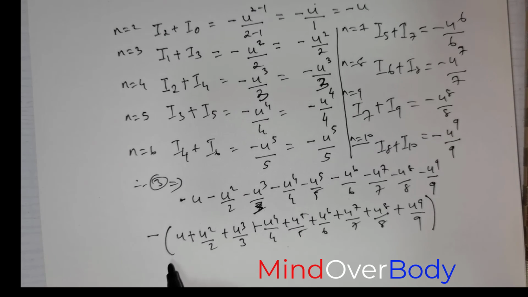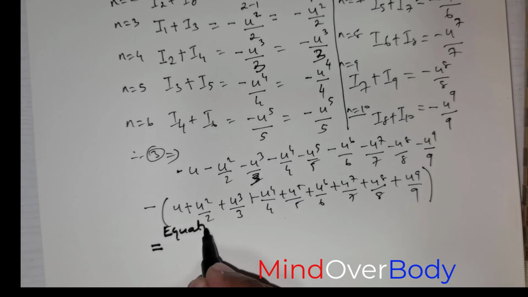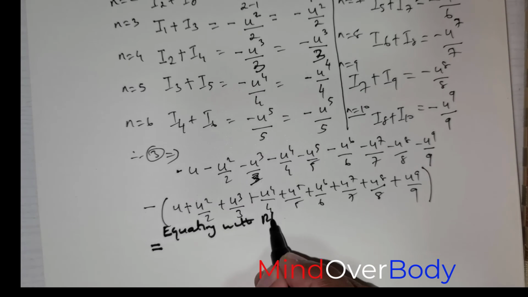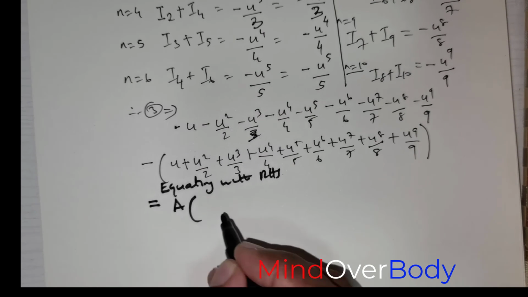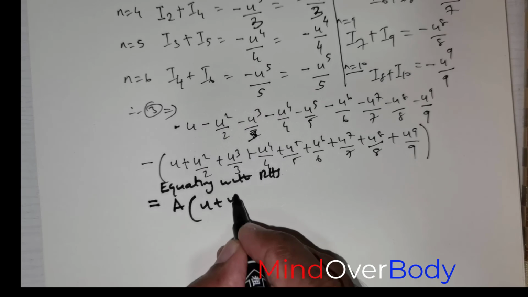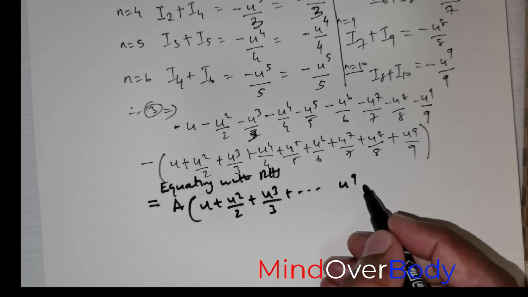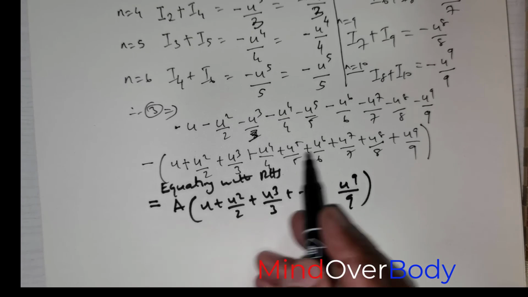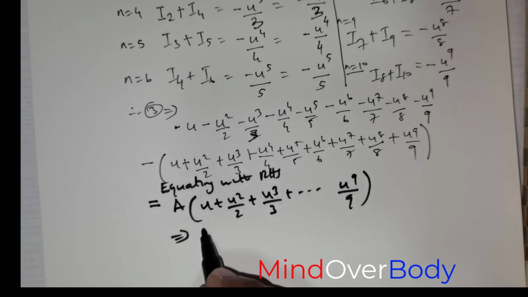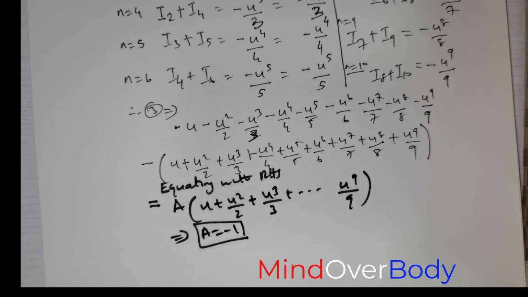So taking negative 1, now if we were to equate this with the right hand side, so let me write that down, equating with the right hand side. So what is on the right hand side? The right hand side is actually a times u positive u squared over 2 positive u cubed over 3 plus etc. up to u raised to the power of 9 over 9. This is the right hand side. So clearly equating this quantity with the right hand side would give us a is equal to negative 1. So that is the solution for this particular question.